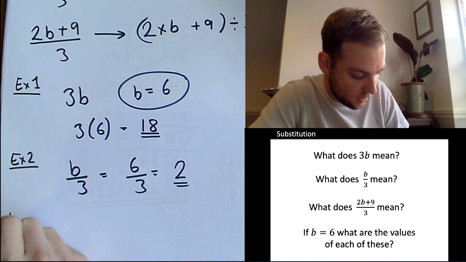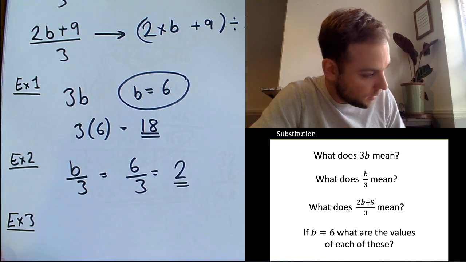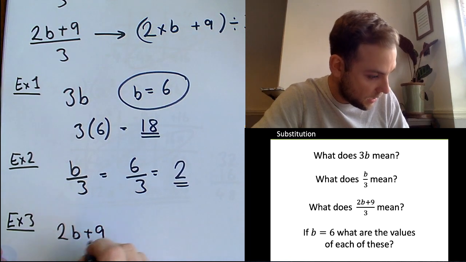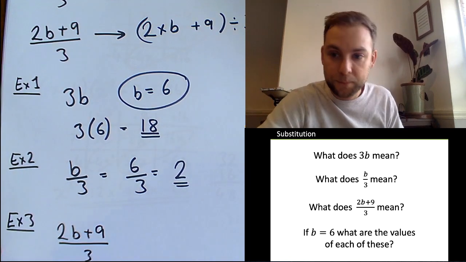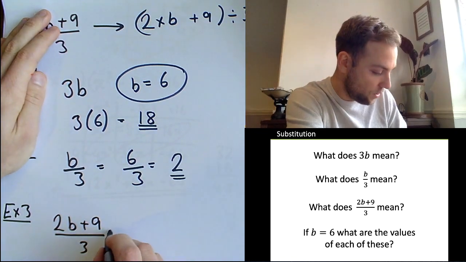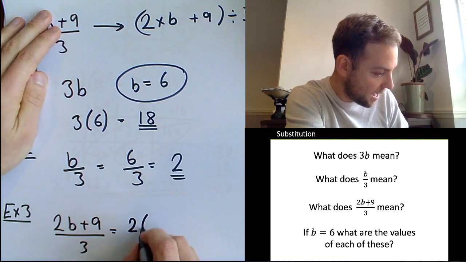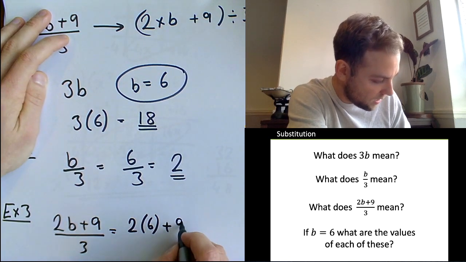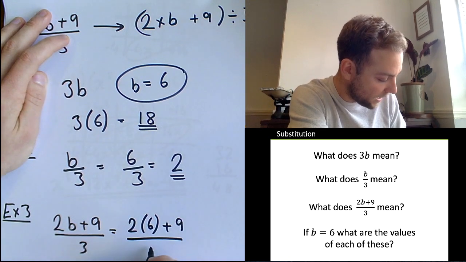We've got here, example 3. And this is 2 times b plus 9, all divided by 3. So remember, I'm going to use the mini bracket technique here, which is 2 times by 6 plus the 9, all divided by 3.